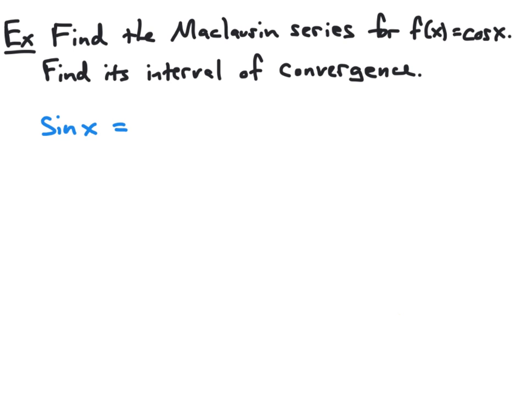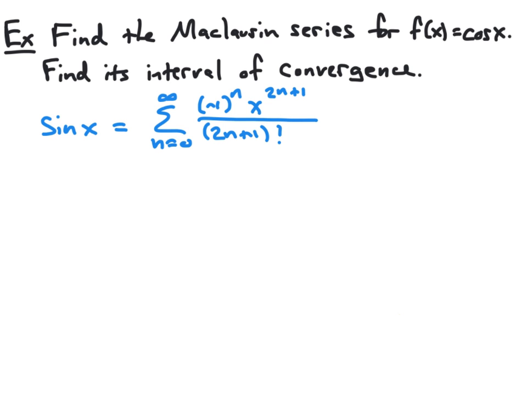Here we're going to start with the Maclaurin series for sine of x, which we've seen earlier in this video to be the sum from n equals 0 to infinity of -1 to the n, x to the 2n plus 1 over 2n plus 1 factorial. Here we want the Maclaurin series for cosine of x, and we know that we can differentiate sine of x to get cosine of x.